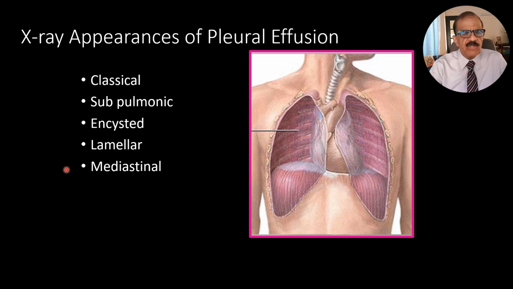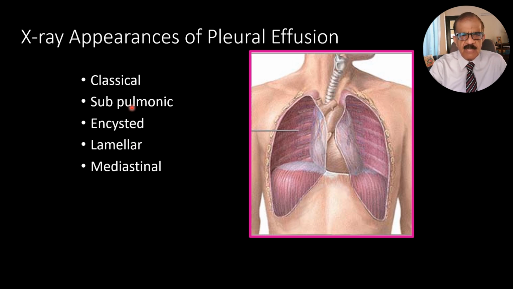And there are various radiological appearances. One is called classical, and that means this is the appearance we will mostly see. But then there are subpulmonic, encysted, lamellar and mediastinal. In this slide, I'm going to show you what I mean by them, and then in subsequent actual X-rays, I will show you the real images.